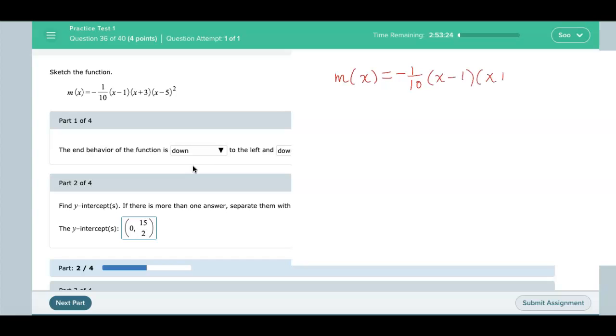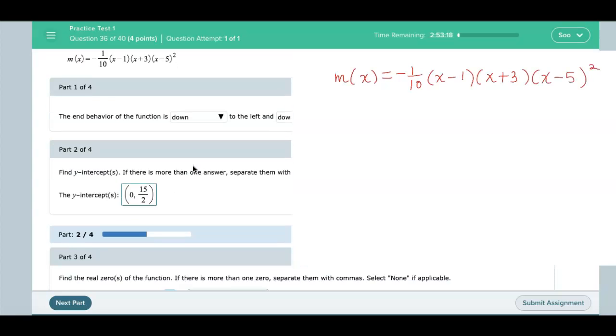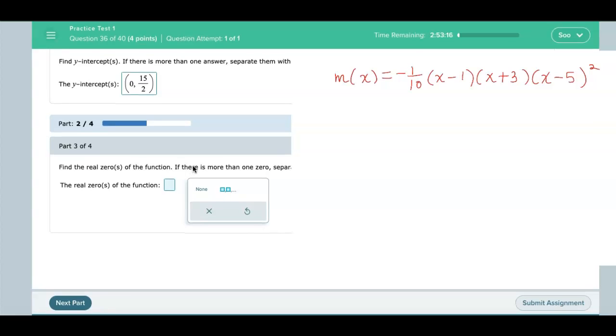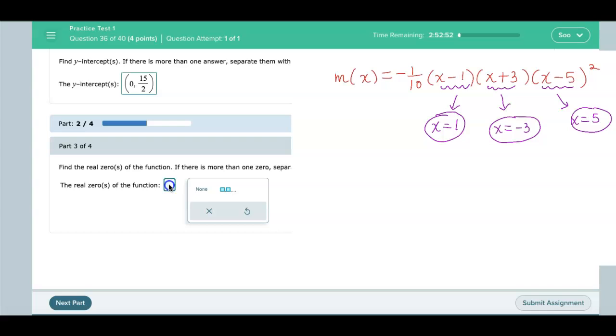As I'm writing it down, I already found 2 of them. Hold on. Okay, so the first 0 is x equals positive 1, because if you plug in positive 1 in here, 1 minus 1 will give you 0. Next 0 is x equals negative 3. The last 0 is x equals positive 5. So we have those 3. We're going to type in 1, negative 3, and 5.